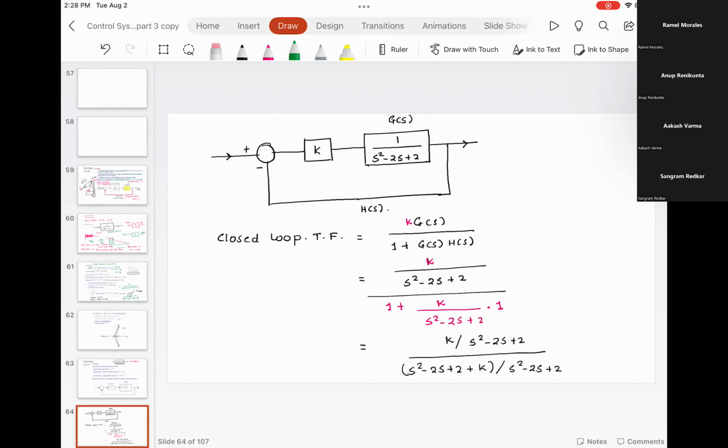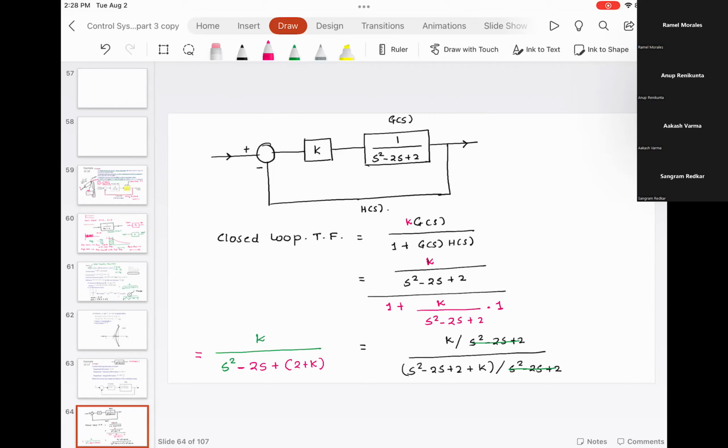This and this guy gets cancelled. So our closed loop transfer function looks like k divided by s square minus 2s plus 2 plus k. Are you with me so far?